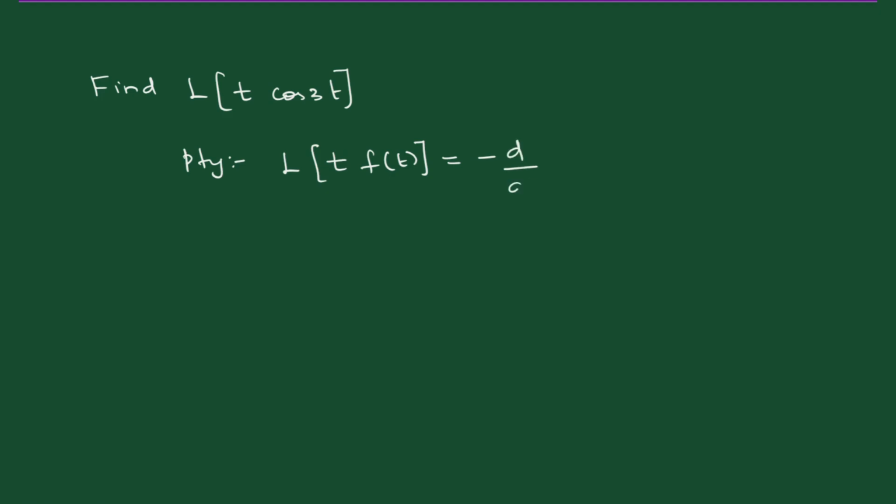Next, let us see the question. Find Laplace transform of t into cos 3t. So here we are going to use the property called multiplication of t property, that is L of t into f of t. What is L of t into f of t? It is minus d by ds of F of s.